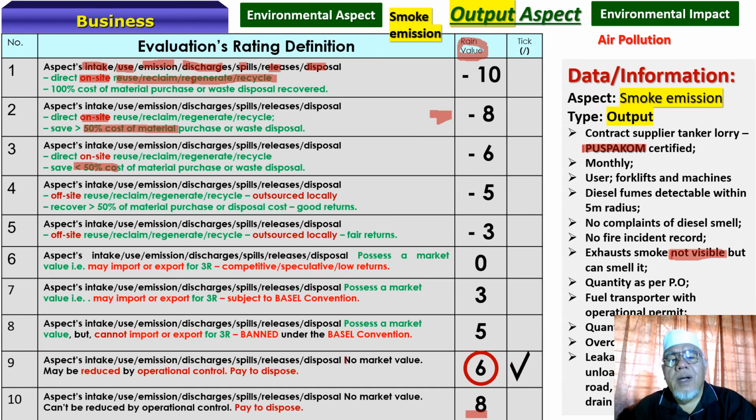The smoke has no market value. Smoke coming out from the exhaust may be reduced by operational control. That's about it. And pay to dispose, well, if you emit excessively until it's black smoke, then a penalty awaits you. But we're not talking about that one. This is more relevant: reduced by operational control. So the rating for the smoke in terms of the criterion called business is 6. That is how we relate businesses to environmental management.